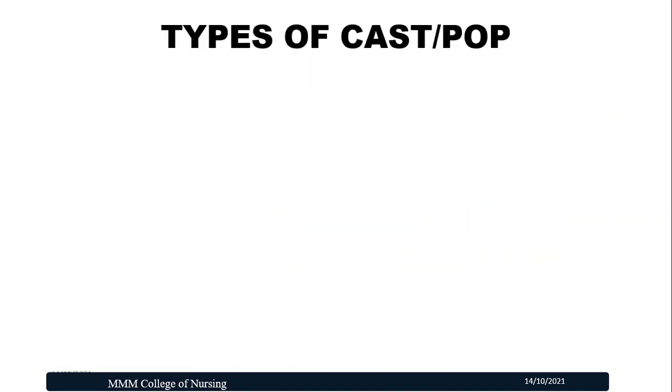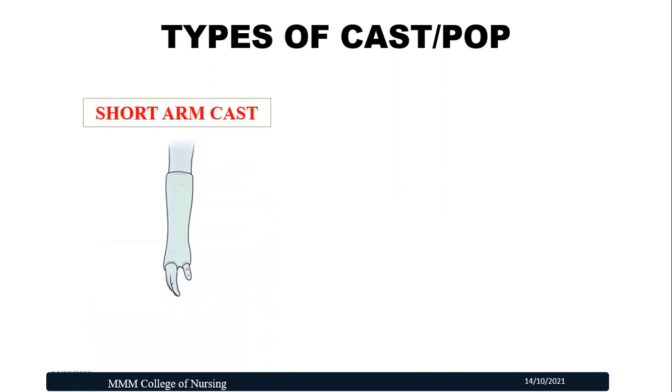Next, we look into the different types of cast or POP based on the body part that is being applied. The first one is the short arm cast. The short arm cast extends from below the elbow to the palmar crease, which secures around the base of the thumb. If the thumb is included in the application of this short arm cast, then that is called the thumb spica cast.